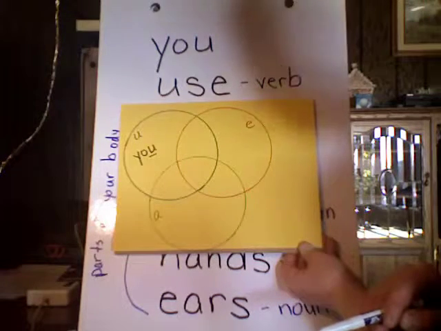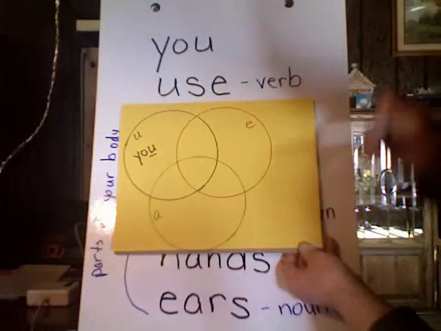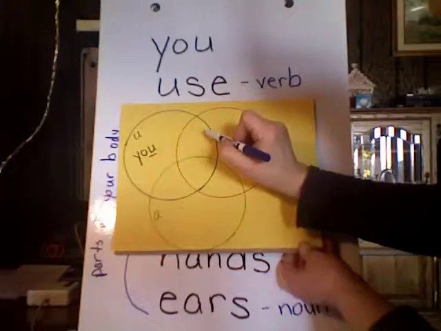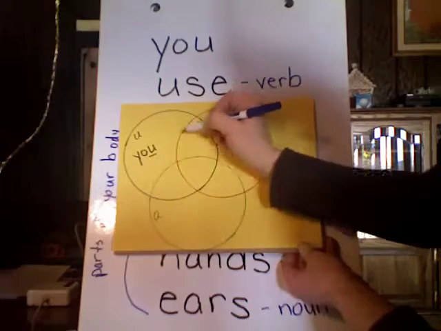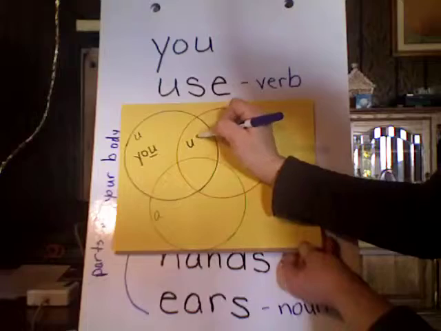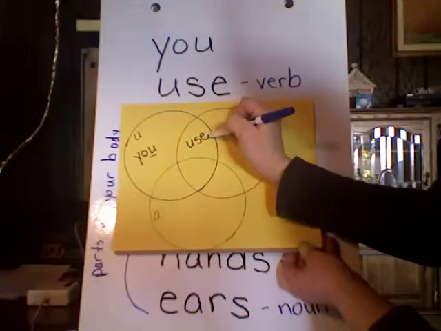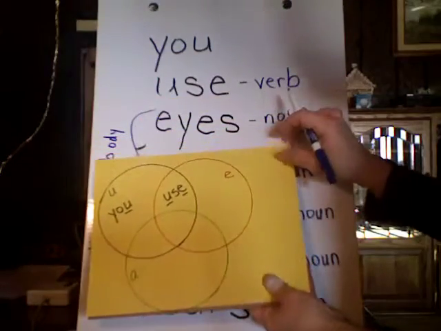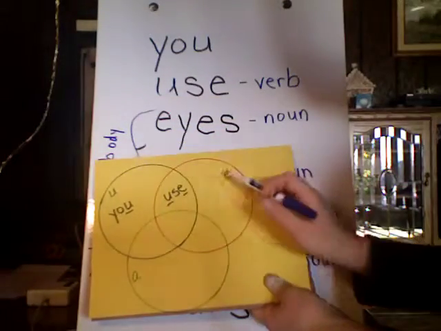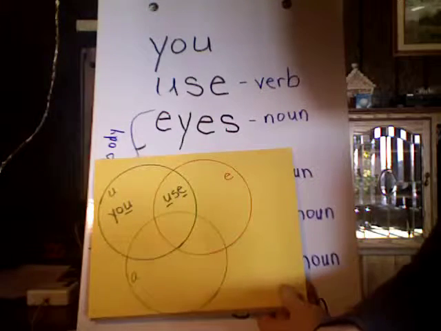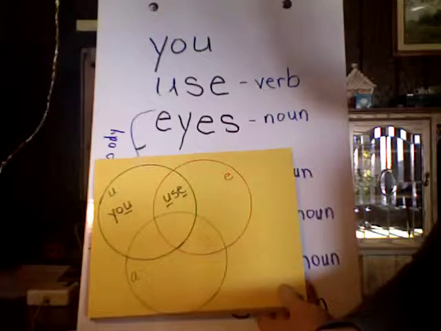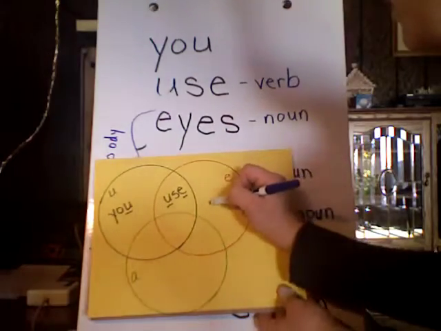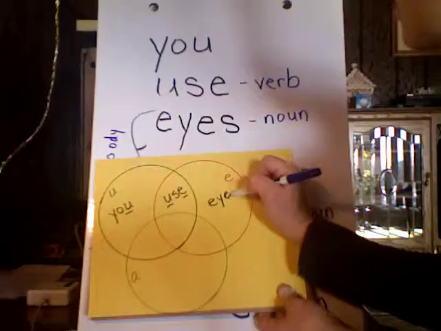I bet you noticed something, didn't you? It has both a U and an E. So we're going to put it on this part that overlaps in the center. Use. Okay, let's look at the word eyes. U, E, or A. Talk it over with a partner. It has two E's, but only E. Eyes.